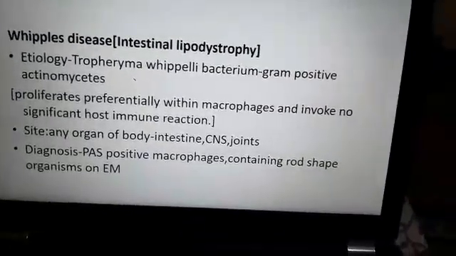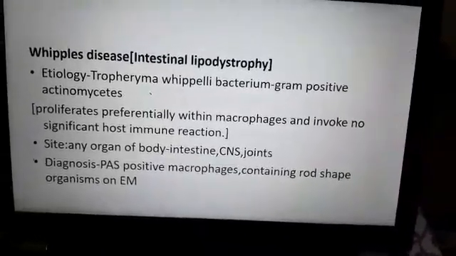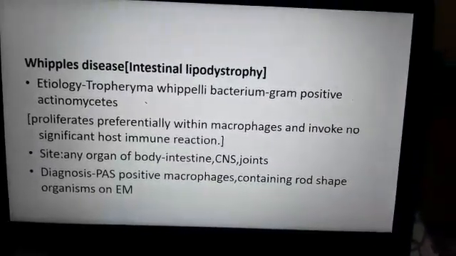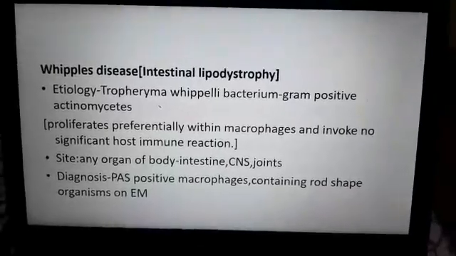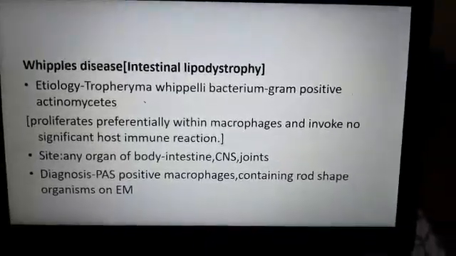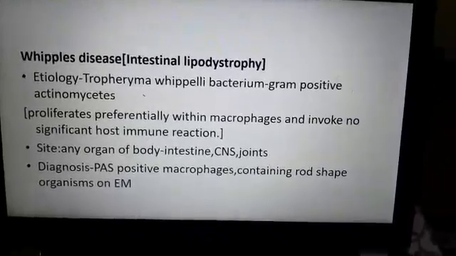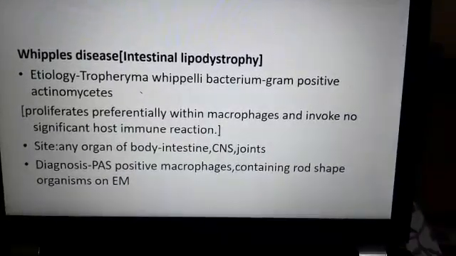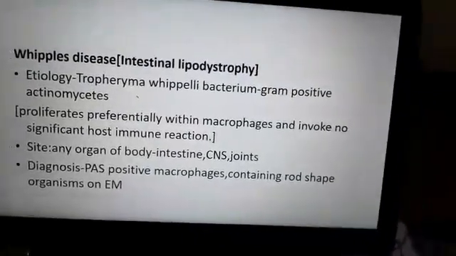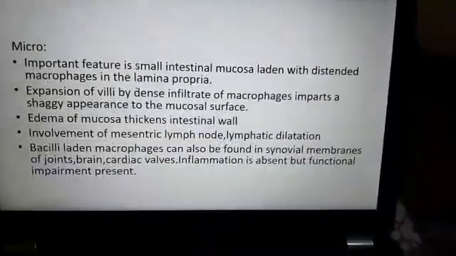And it can involve any organ of the body like the intestine, the CNS, joints. Diagnosis is by PAS positive macrophages. These macrophages contain rod-shaped organisms which can be identified by the PAS staining as well as electron microscopy. So Whipple's disease is intestinal lipodystrophy caused by Tropheryma whipplei, which is an actinomycete, and it proliferates preferentially within the macrophages, which can be detected by PAS staining and electron microscopy. Not only the intestine but brain, the CNS and joints also can be involved.